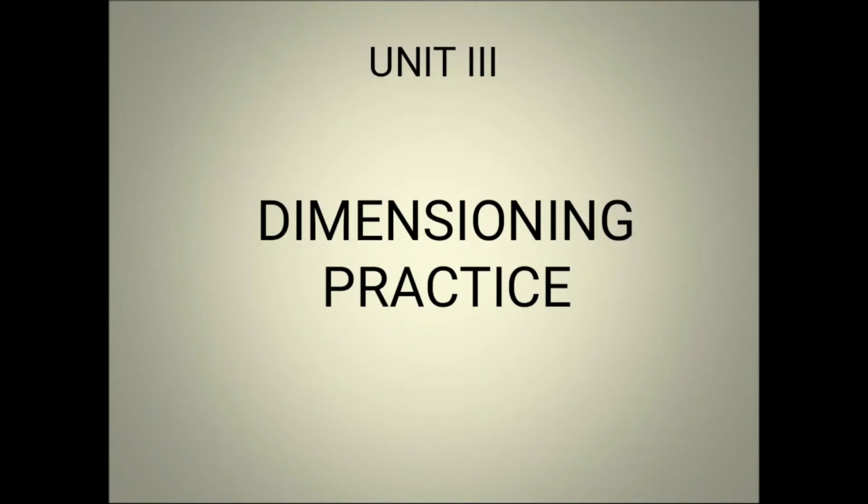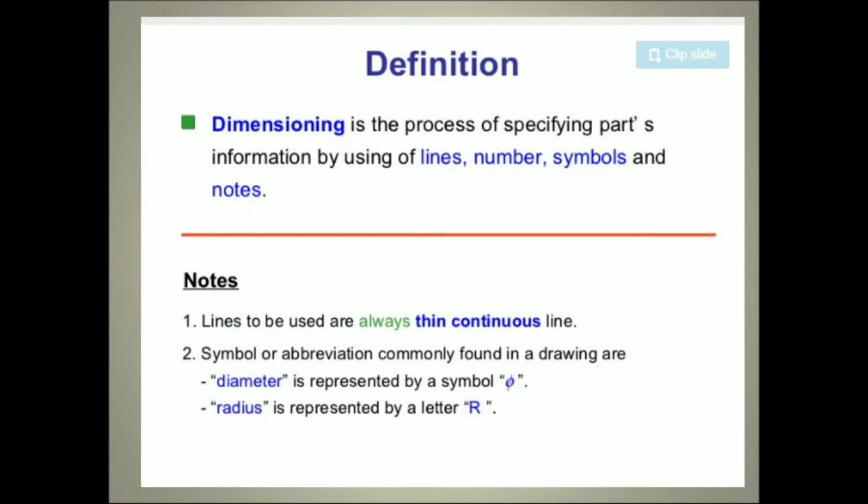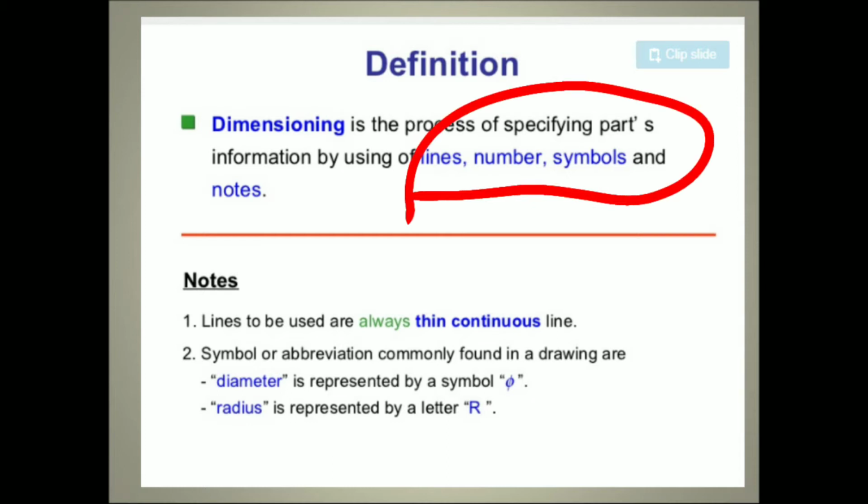Good morning, all. So today we discuss dimensioning practice, unit number 3. First of all, what is dimensioning? Dimensioning is a process of specifying parts information by using lines, numbers, and symbols. By using lines, numbers, and symbols, we are giving the information. We are specifying the information of any drawing. That is called dimensioning.